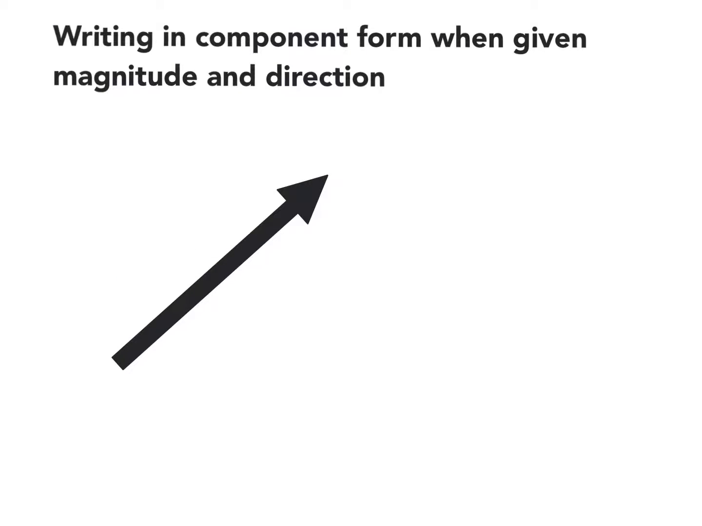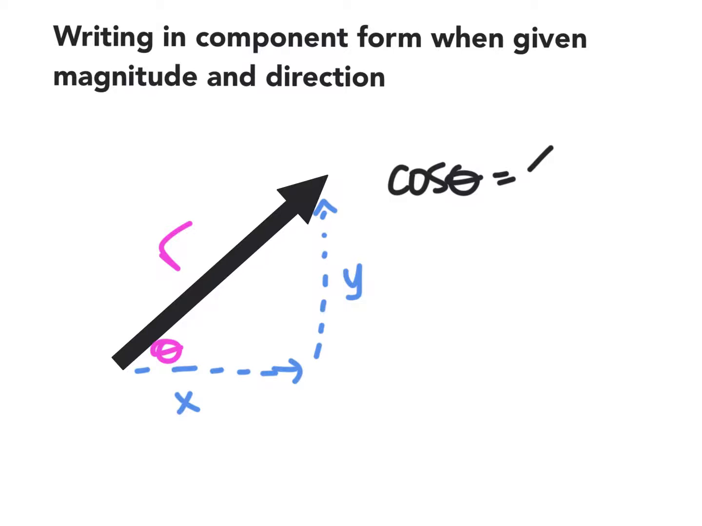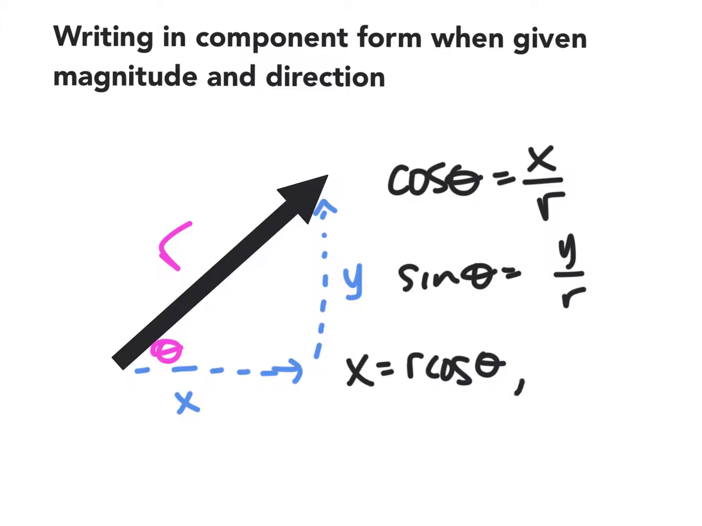All right, but what if we're given a magnitude and direction and we want to write it in component form? Let's call the length of this vector r. And this r has components x and y. Well, for this theta right here, I know that the cosine of theta is equal to x over r. I know the sine of theta is equal to y over r. So solving for those components, I get x is equal to r cosine theta, and y is equal to r sine theta. So if I'm given a magnitude and direction, the components are just r cosine theta, r sine theta.